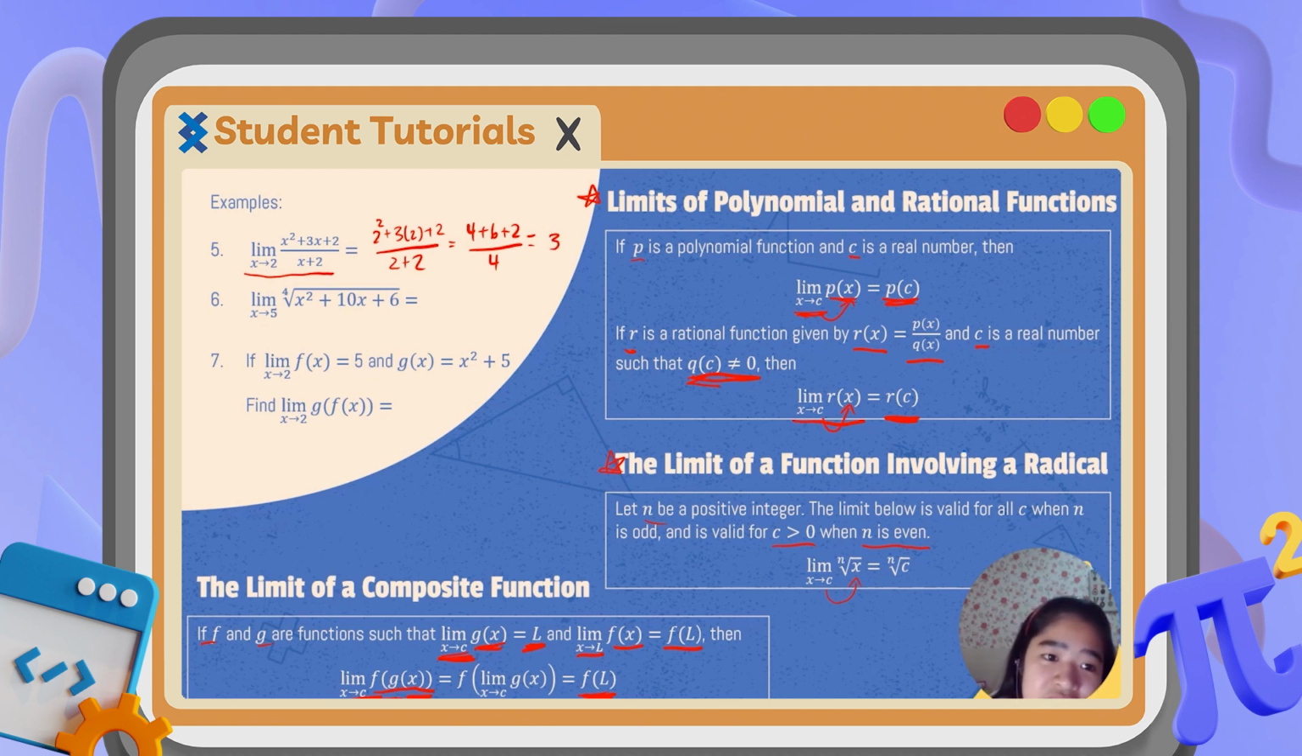And here again, you just substitute 5 in. This is going to give you the 4th root of 25 plus 50 plus 6, which is going to give you 75 plus 6, 81. So 4th root of 81, which is 3.